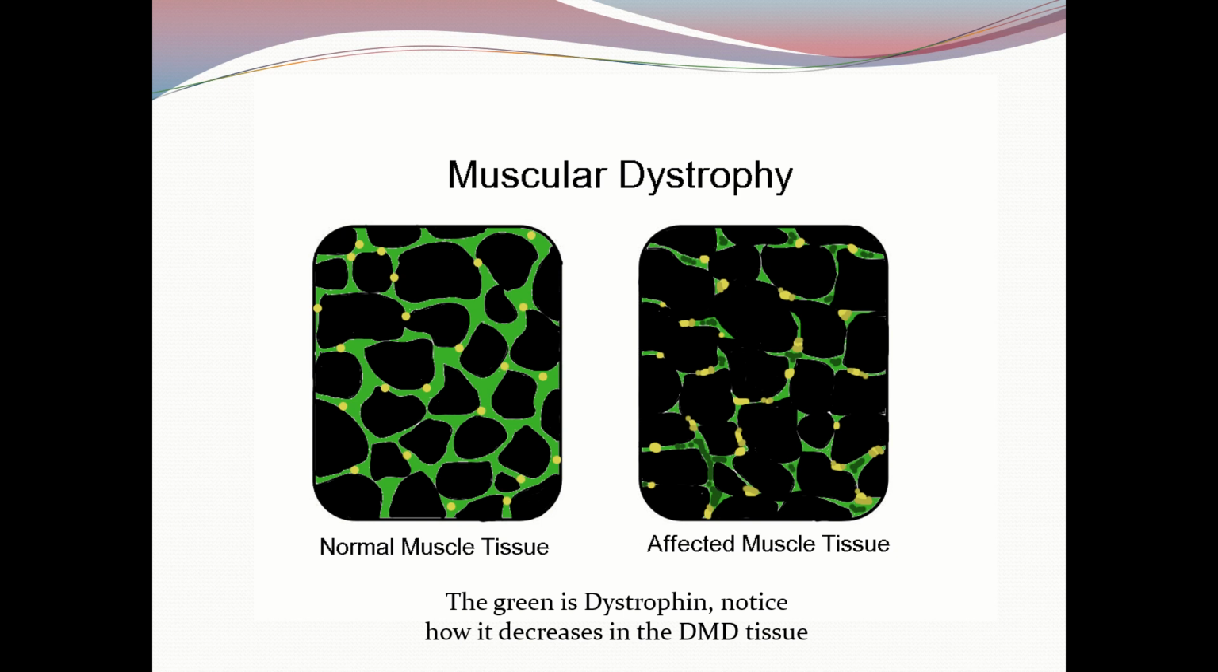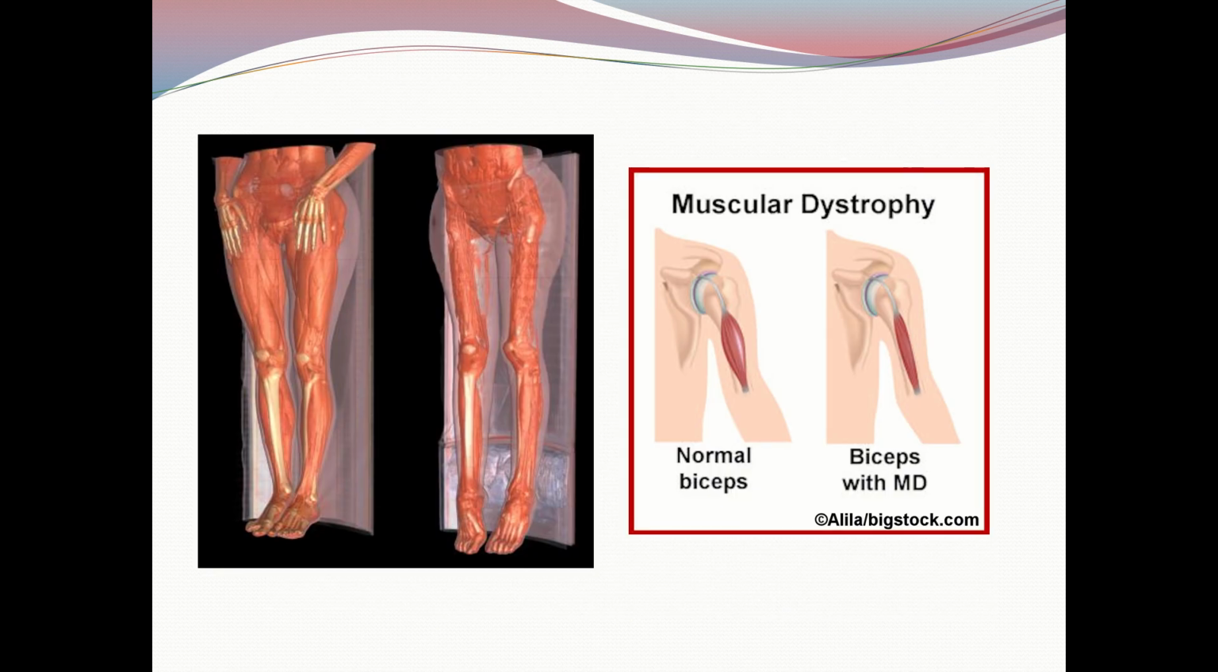On the left of this slide is normal muscle tissue with healthy dystrophin. That's pictured in green. And then on the right is a patient with muscular dystrophy, and you can see how the dystrophin is decreased and the sarcolemma is going to then degrade as well. So these illustrations show a healthy muscle on the left versus the diseased muscle on the right that has been broken down.